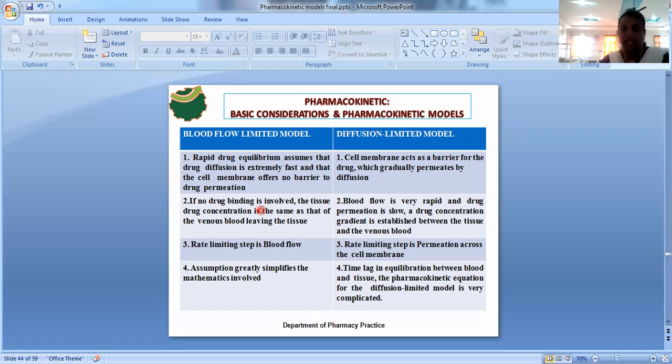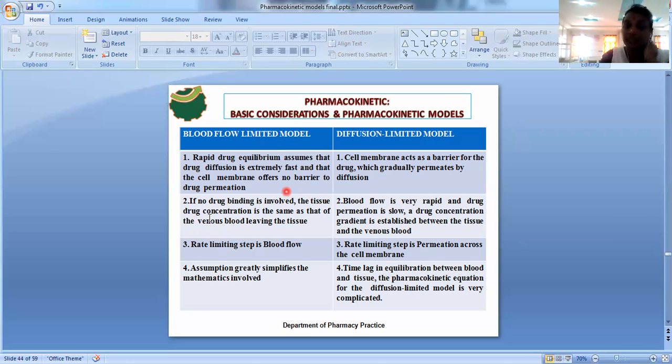That particular limiting will take place. That's why the cell membrane acts as the barrier for the drug, which will gradually permeate by diffusion. Here there is rapid diffusion of the drug and equilibrium takes place, since the cell membrane does not act as the barrier. But here the cell membrane acts as the barrier, so permeation will be slow, and slow equilibrium takes place in the diffusion-limited model.